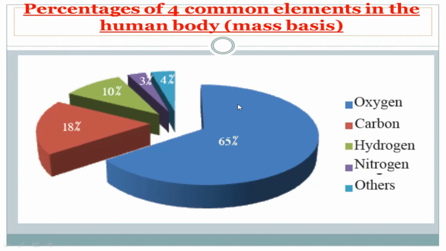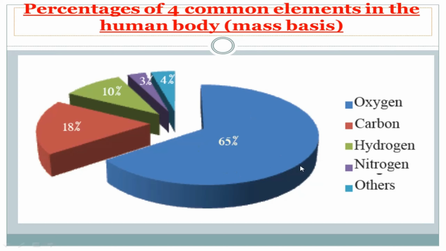Right, now this one you can identify by observing this graph. Next, look here. Oxygen makes up 65%, carbon 18%, hydrogen 10%, nitrogen 3% and other elements 4% of the human body.